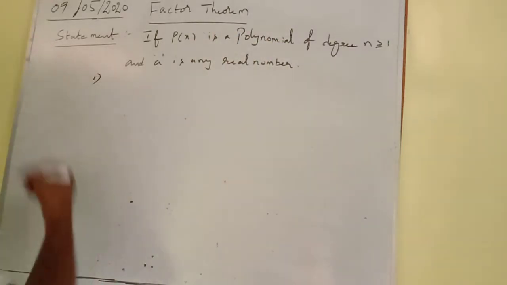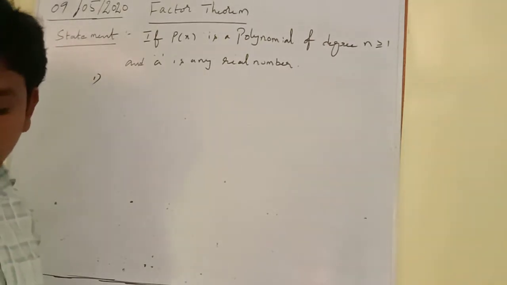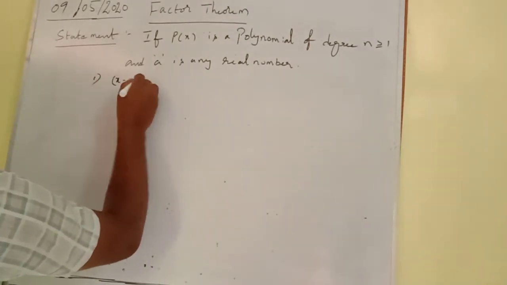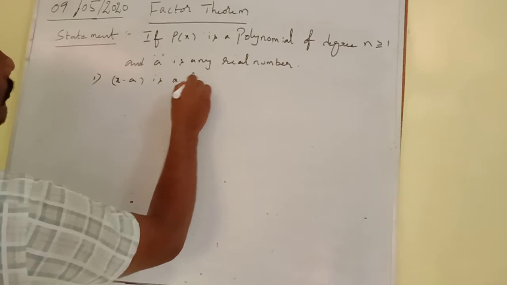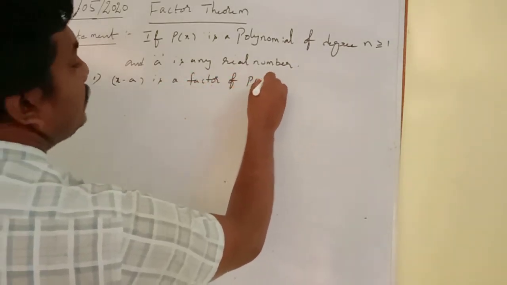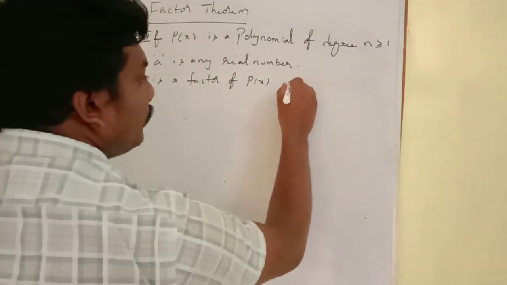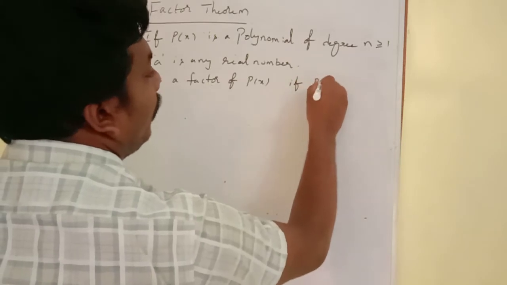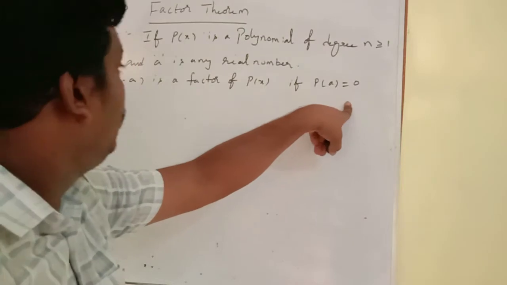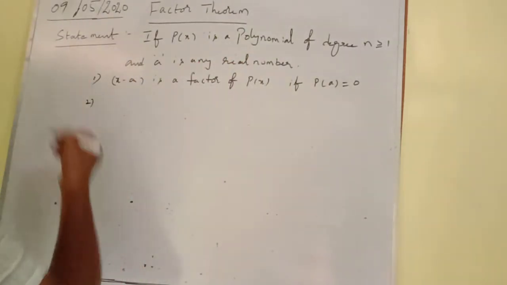Now what is the first statement? Then x minus a is a factor of p of x if p of a is 0. That means if p of a is equal to 0, then x minus a is a factor of p of x. Now what is the second condition?